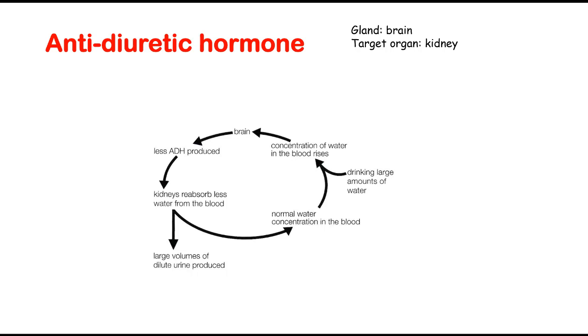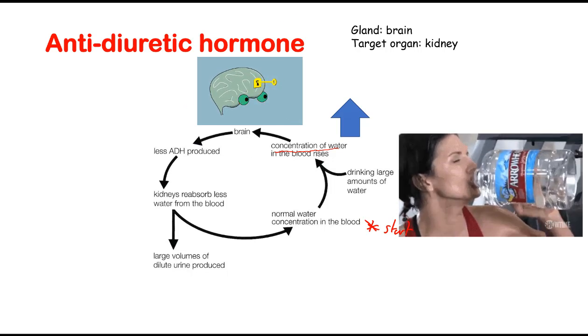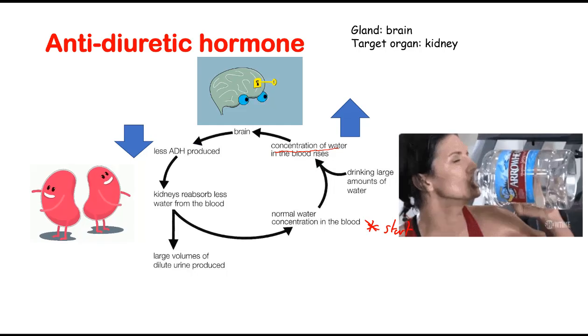Now here's how ADH works. So let's start here as the start point. At the start, we've got a normal concentration of water in the blood. The next thing we do is drink a large amount of water. Now this means that the concentration of water in the blood rises. The brain, because it's constantly monitoring concentrations of water in the blood, releases less ADH. The kidneys then reabsorb less water from the blood, and then large volumes of dilute urine are produced, and we go back to normal water concentration.